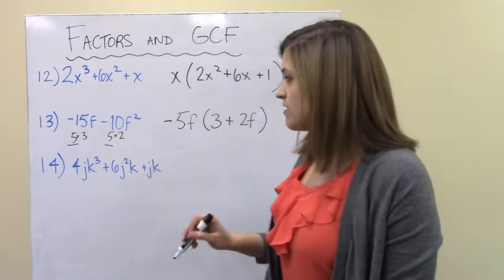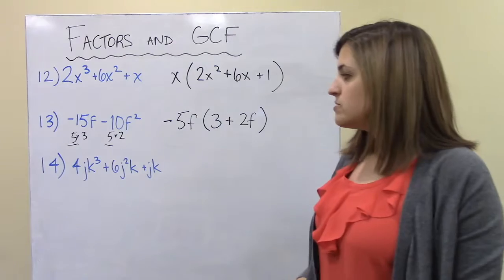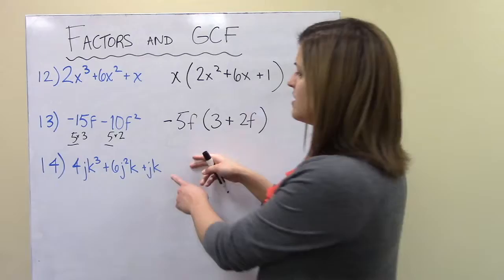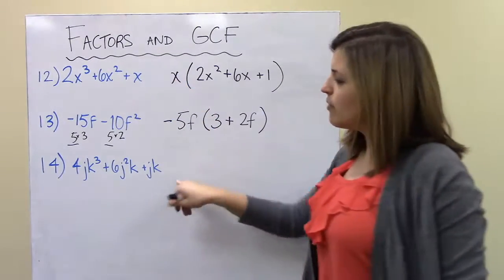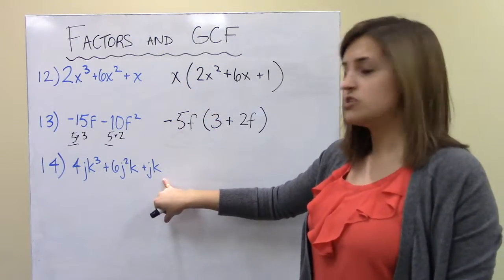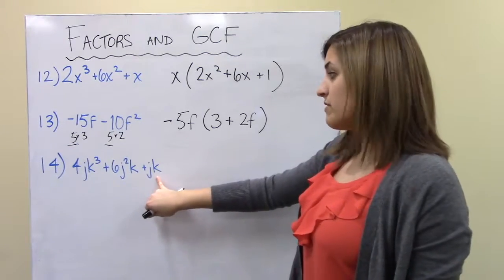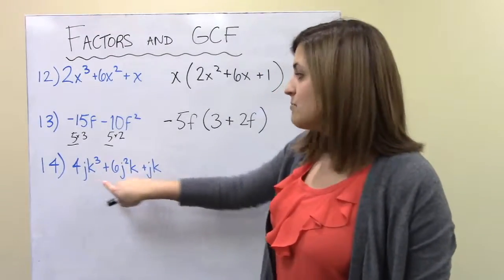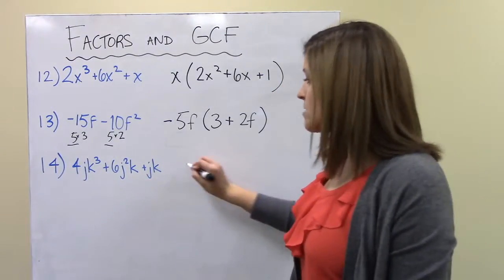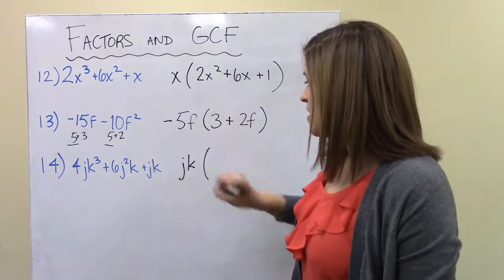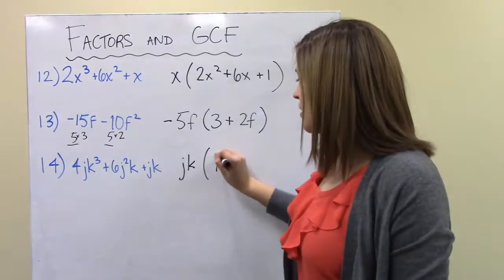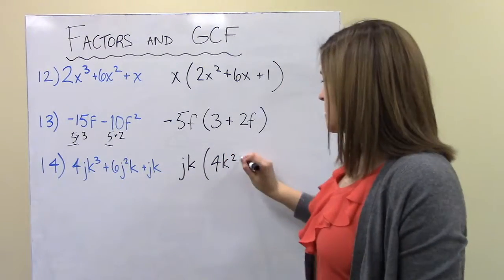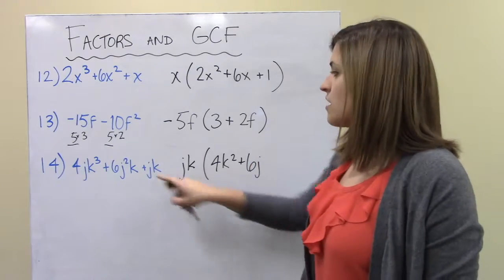All right, 14 has 4jk cubed plus 6j squared k plus jk. Well, this kind of looks similar to this one, where I have only a jk over here, j times k. So the only thing I can pull out of this is a j times k. And I'm lucky that j and k both go into my other terms. So I can pull out jk, and what I'm left with is 4k squared plus 6j plus 1.